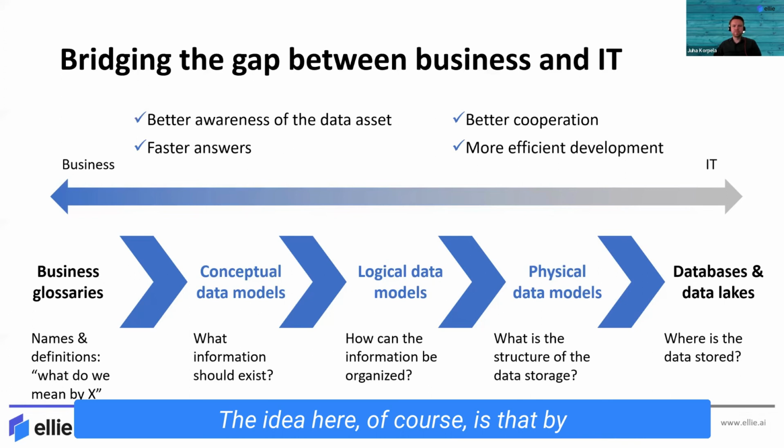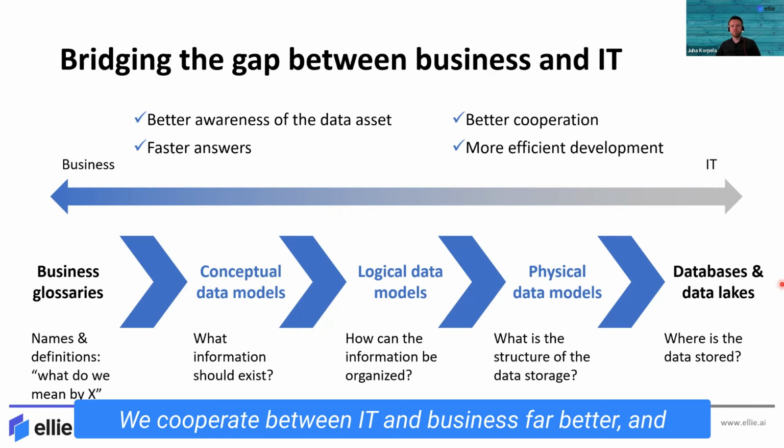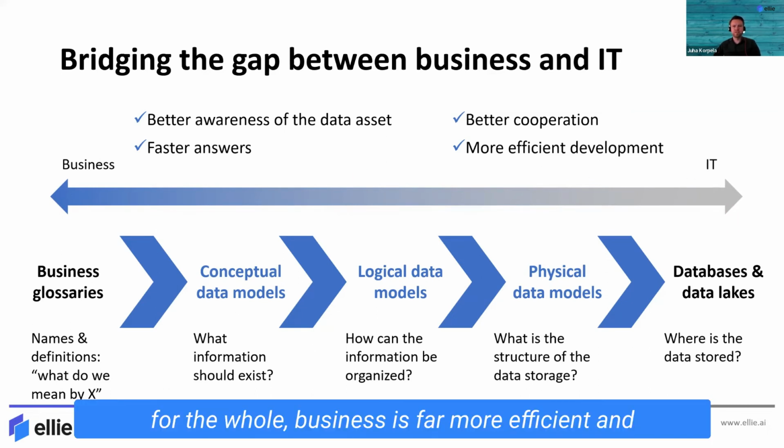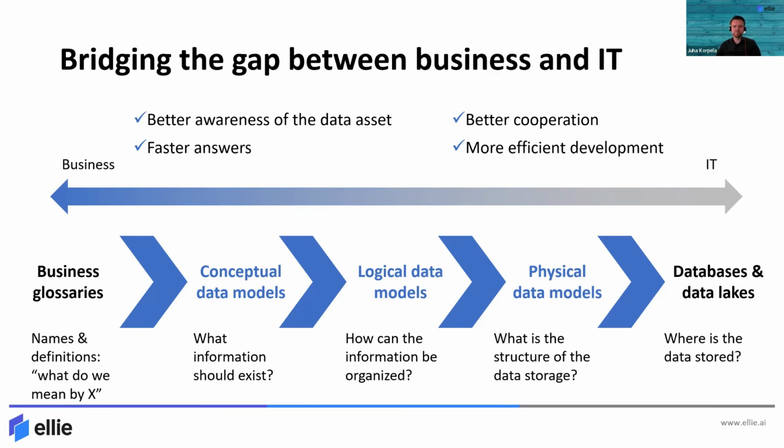The idea here, of course, is that by working through these model steps from left to right, we gain a better awareness of what data exists within that domain. We cooperate between IT and business far better, and the whole business is far more efficient and faster to get answers from the data.